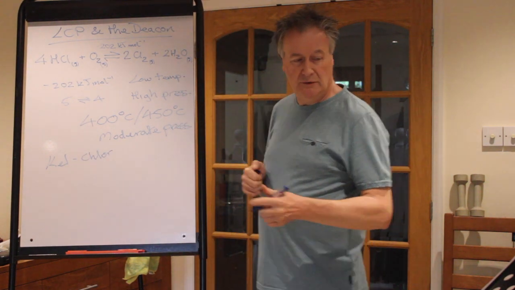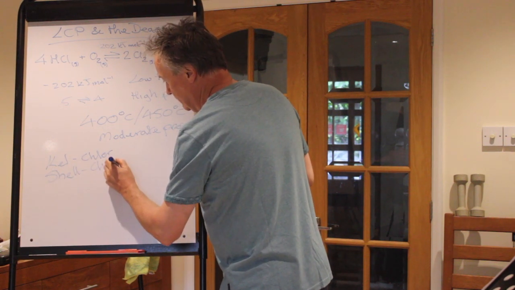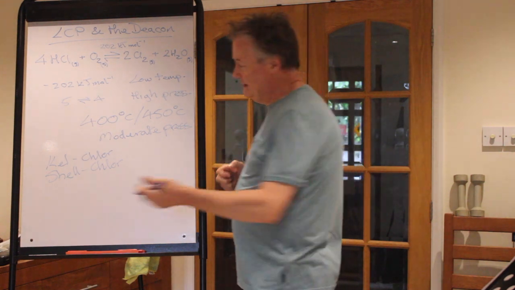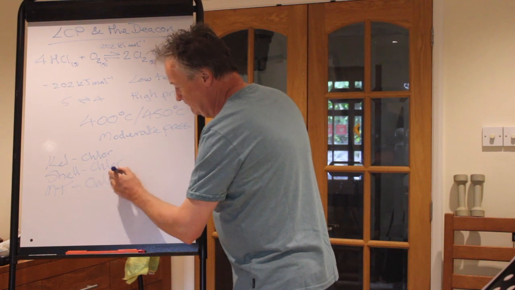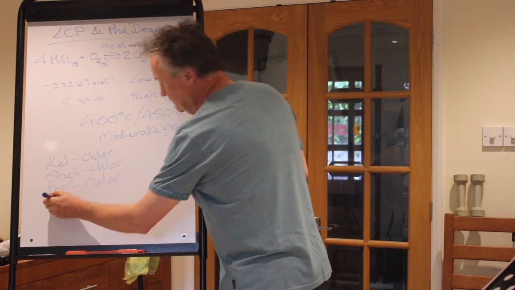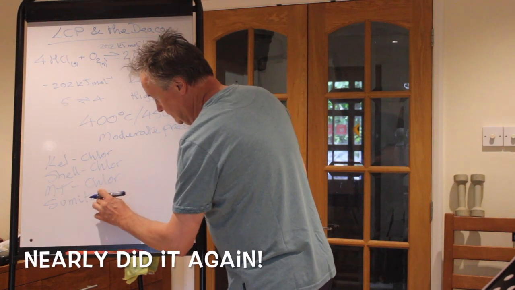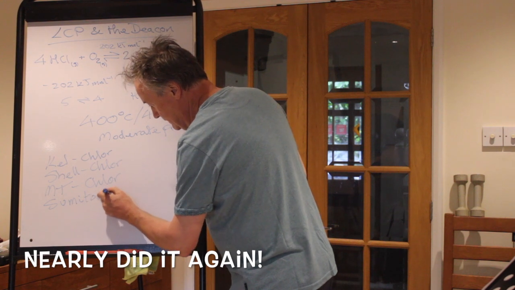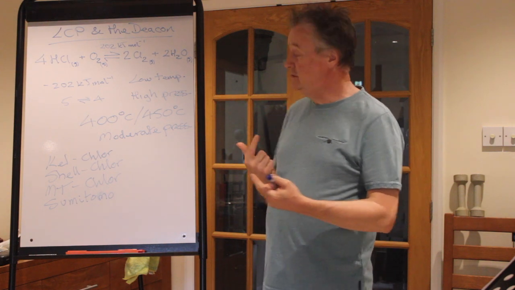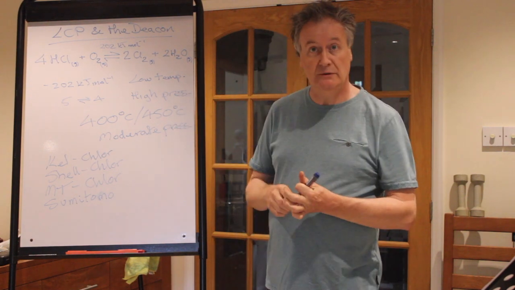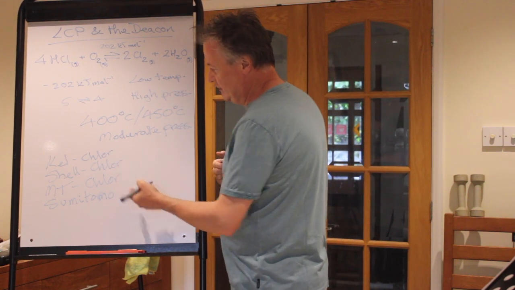there's a Kel-Chlor version, there's a Shell Chlor, there's an MT Chlor, and I don't remember what the MT stands for, and then there's the one that is in the textbook. Sumitomo. All they are just, the original catalyst was copper chloride. They're just a change in catalyst. So these are just different catalysts.